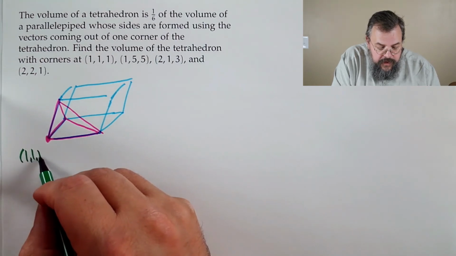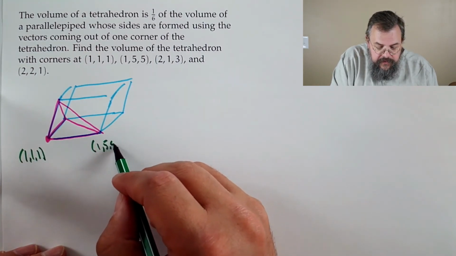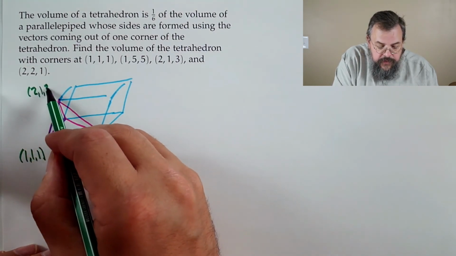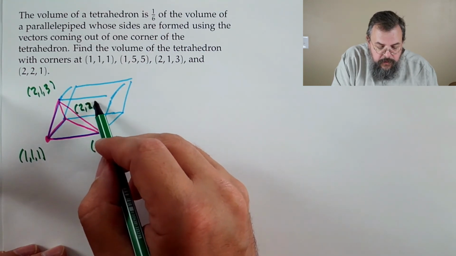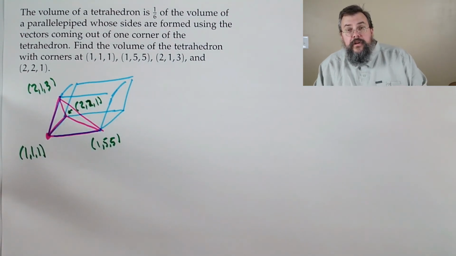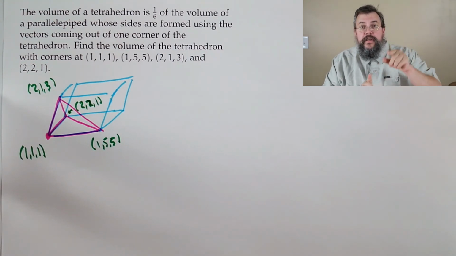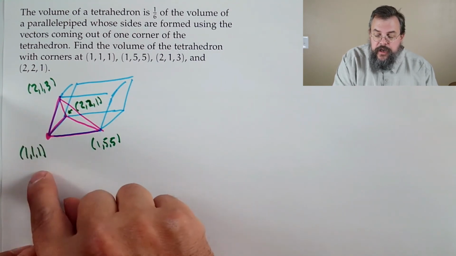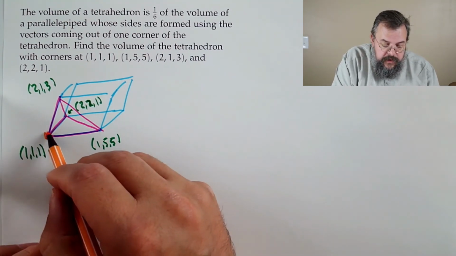I'll put this one in the corner: (1,1,1). We'll say this is (1,5,5). Up here, we'll say this is (2,1,3). And in the back, we'll put (2,2,1). So that's this little one in the back. What we need to do is find the vectors that are coming out from the corner. So this corner is our special corner.